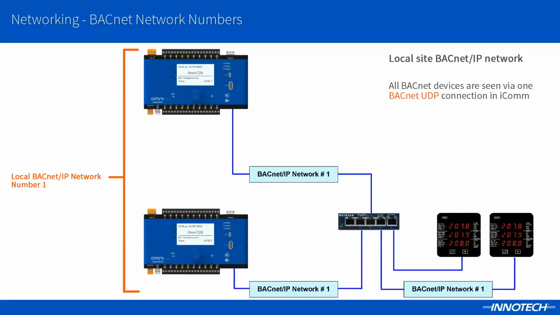On this local site, we have 2 Omni controllers and 2 BACnet over IP power meters connected. As this is using the local network for communications, there is only 1 BACnet network required. Its network number is set to the default of 1. All BACnet devices will be discovered via 1 BACnet UDP connection in ICOM.